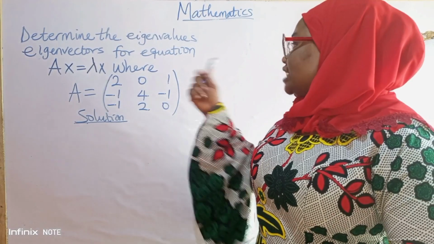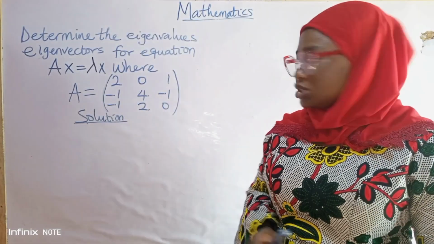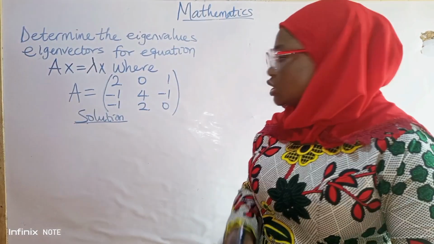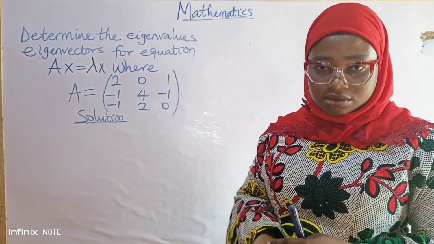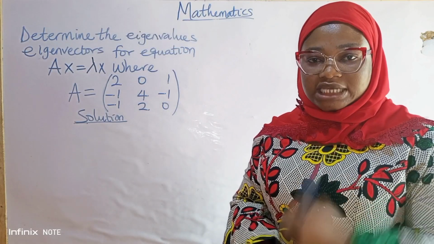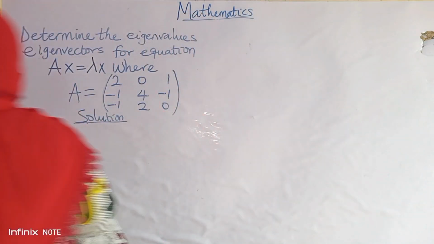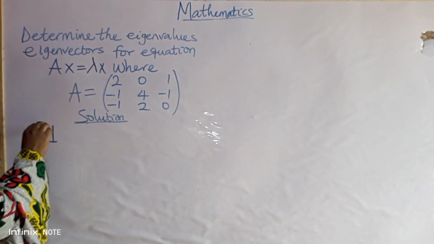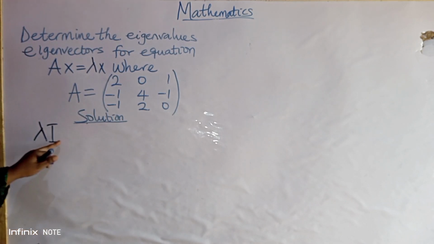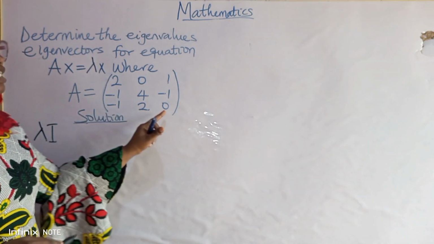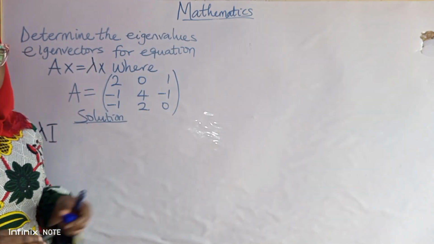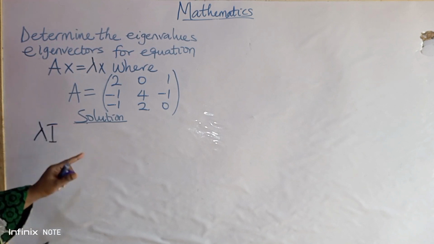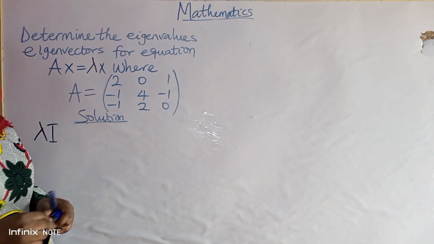In today's class, we want to determine the eigenvalues and eigenvectors for this square matrix A. The first thing that we need to do is to find the eigenvalues, and we have to follow some steps. The first step is to multiply lambda by an identity matrix. The order of this identity matrix is determined by the order of the square matrix A. This square matrix A is 3 by 3, which means the identity matrix must be 3 by 3 as well.